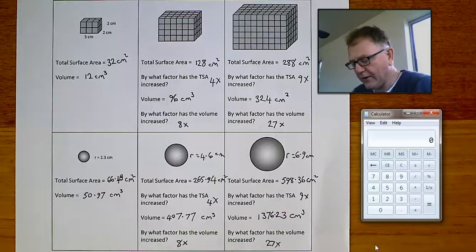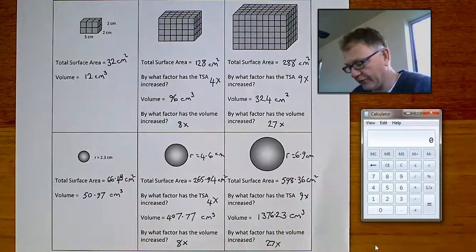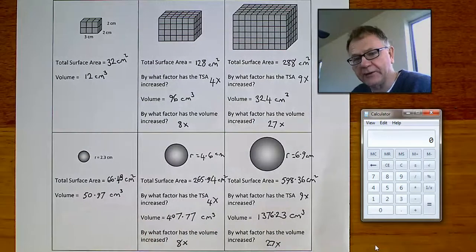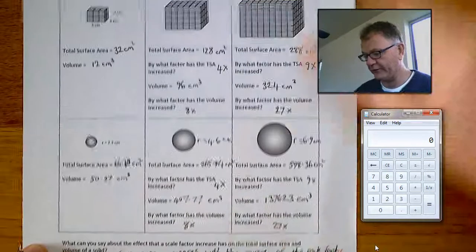You see, surface area increases with the square of the scale factor, but volume increases with the cube of the scale factor. So if you have a scale factor of 2, the volume increases not 2 times, but 2 cubed times. 2 times 2 times 2. That's 8 times. Or, if you've got a scale factor of 3, the volume increases not 3 times, but 3 cubed. 3 times 3 times 3. 27 times. I've written a little summary at the bottom of the page.